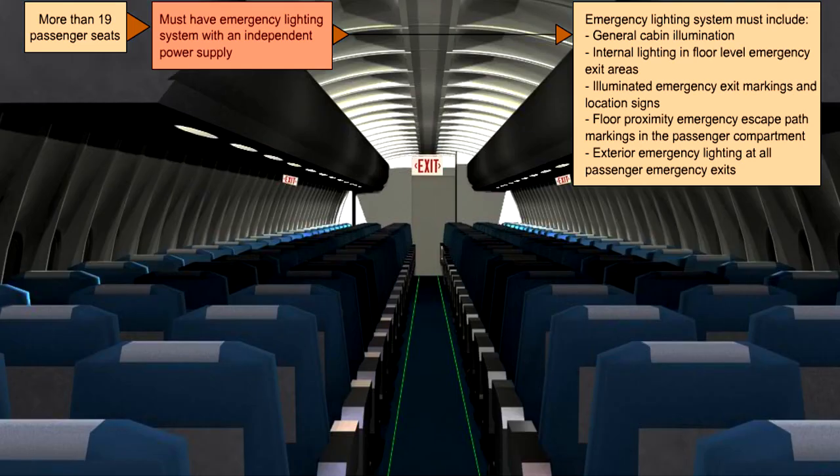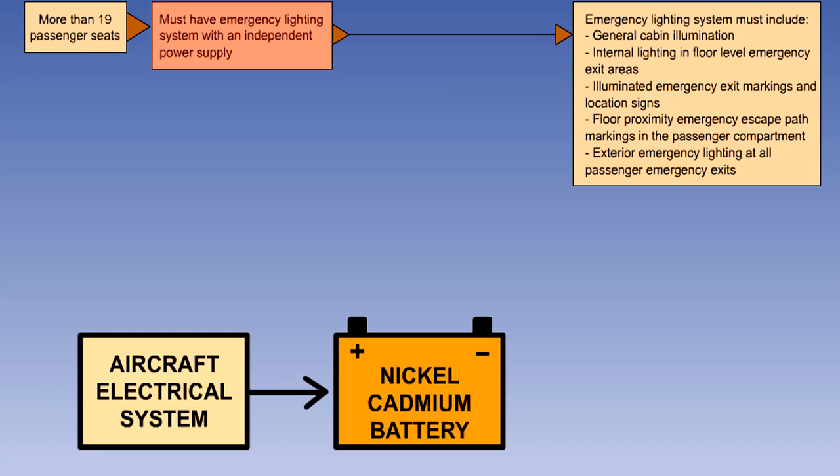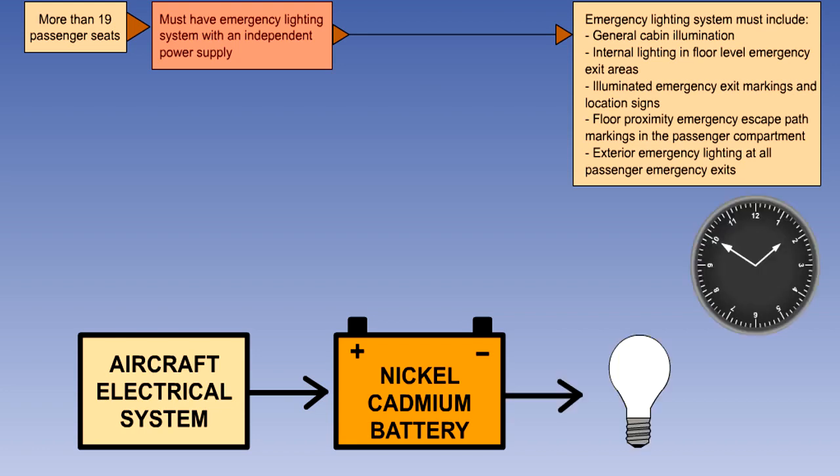There must be an independent emergency lighting system. To achieve this, the emergency lights are normally battery operated. The batteries are usually of the nickel-cadmium type. They are normally kept fully charged by the aeroplane's electrical system. The batteries must be able to maintain the emergency lights at full brightness for a minimum of 10 minutes.